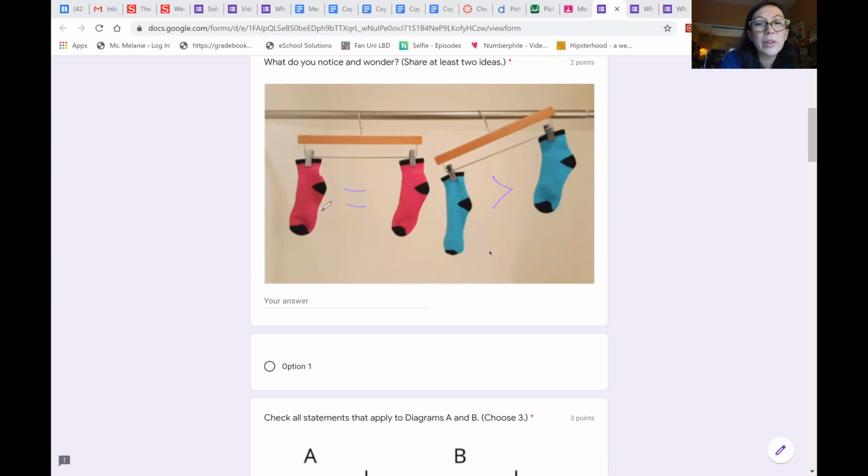Okay, so sorry about that. The pink socks are equal. The little blue sock is greater than the big sock. That's why it's weighing it down. It's heavier.